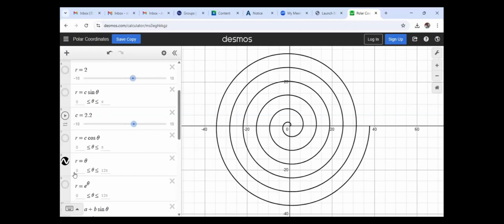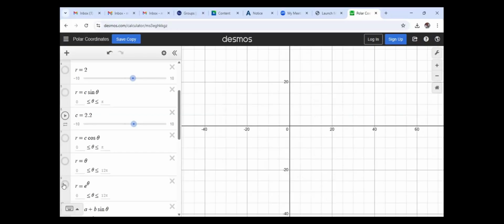We can modify that spiral by making our theta an exponent or doing other stuff to it, whether we multiply by a number or whatever else. But here, it's going to be an exponent. So our r increases very quickly with our theta.